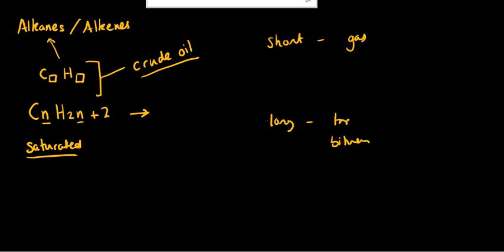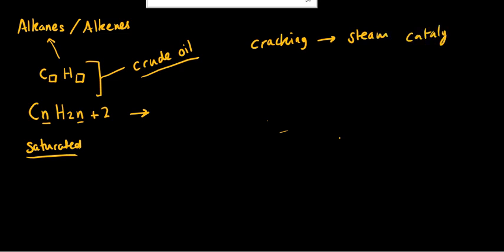Now often there is quite a high demand for the short chain hydrocarbons for gas and fuel, and less of a demand for the longer chain hydrocarbons. And so we can carry out a process called cracking. Cracking takes a longer chain hydrocarbon and cracks it to produce shorter chain hydrocarbons. This can be done either with the use of steam or the use of a catalyst.